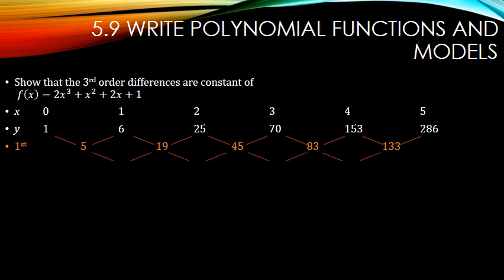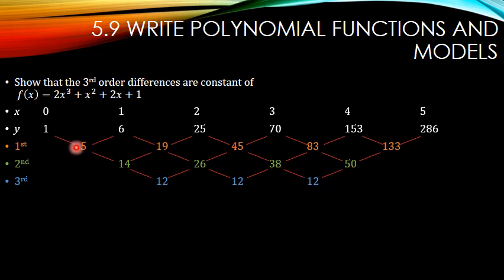So subtract those. 19 minus 5 is 14. 45 minus 19 is 26. 83 minus 45 is 38. 133 minus 83 is 50. And then, since they're different, repeat. Subtract those. 26 minus 14 is 12. 38 minus 26 is 12. 50 minus 38 is 12.